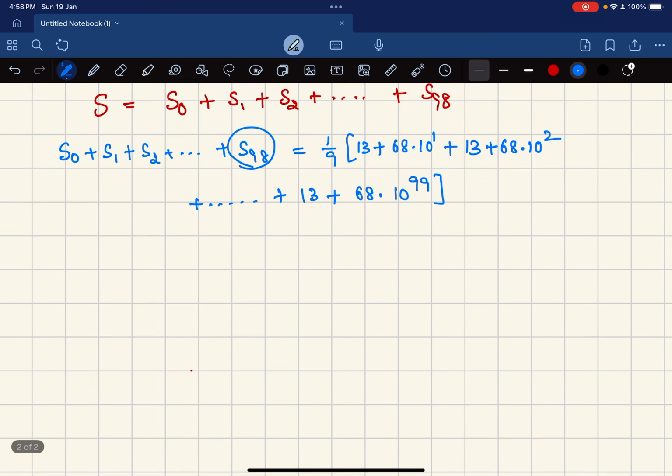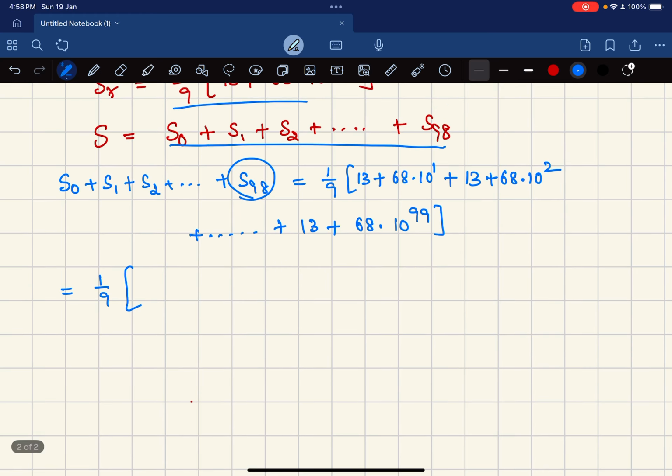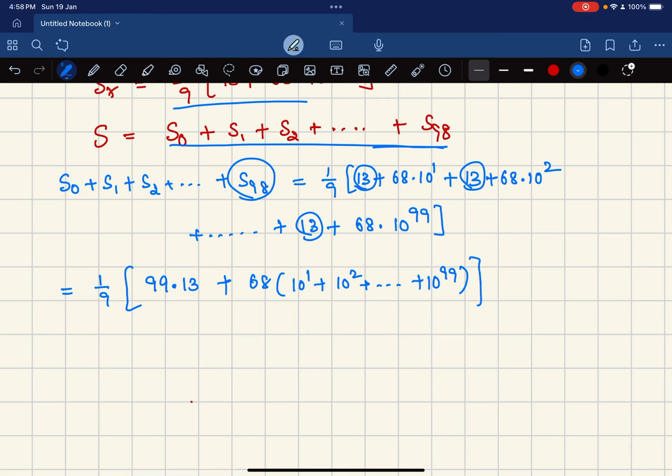Let us simplify this. So that will be 1 by 9 times, so there are a total of 99 terms. So there will be a total of 99 13s here. So that will be 99 times 13 plus 68 will be common, and there will be 10 power 1 plus 10 square plus and so on plus 10 to the power 99. So this will be 1 by 9 times 13 into 99 plus 68.